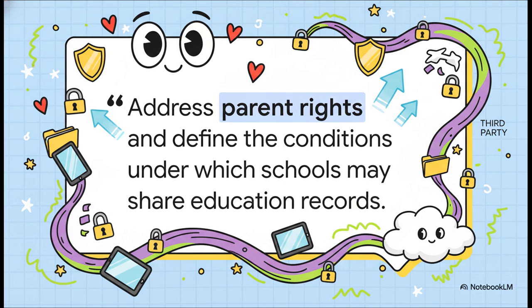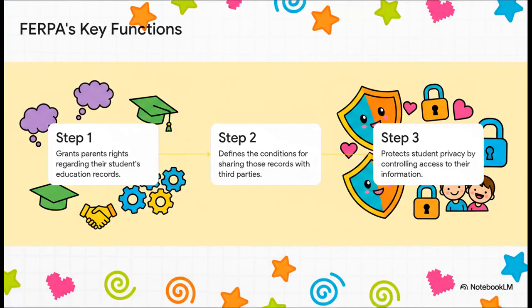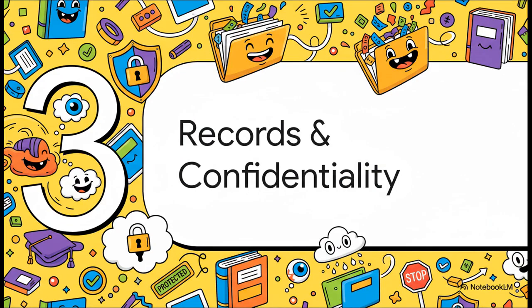And this quote just hits the nail on the head. The whole point of the law is to put parents in control and make sure that anytime a school shares a student's records, whether it's with a new school or a new piece of software, it only happens under very strict, legally defined conditions. So if you want to boil it all down, you can think of FERPA as having three main jobs. 1, give parents rights. 2, set the rules for sharing. And 3, by doing those first two things, it protects student privacy by controlling who gets to see their information. Simple, but incredibly powerful.